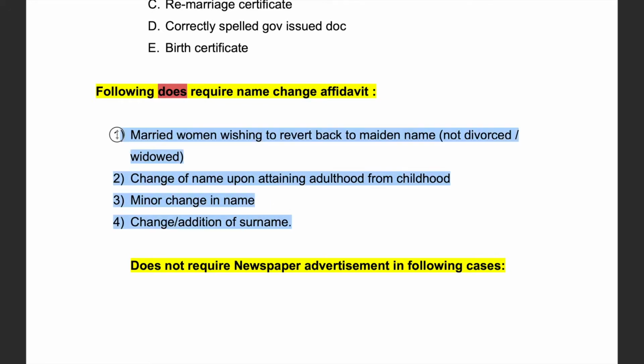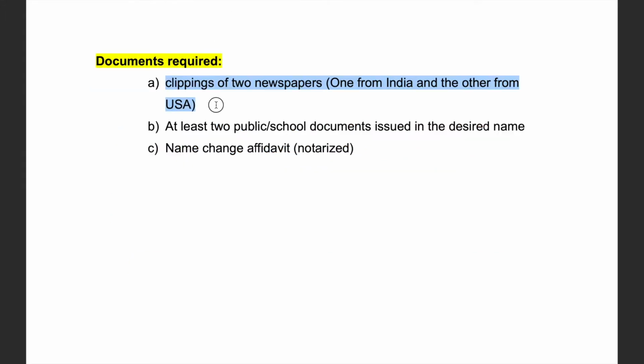For all these four scenarios you have to submit two newspaper clippings which have advertised your new name, one from India and one from the USA, and at least two public or school documents, that is government issued documents or your school documents with your desired name, that is the new name or corrected name, and this name change affidavit. And this name change affidavit has to be notarized. So please watch through the end. I have shown a sample name change affidavit and how to fill it.